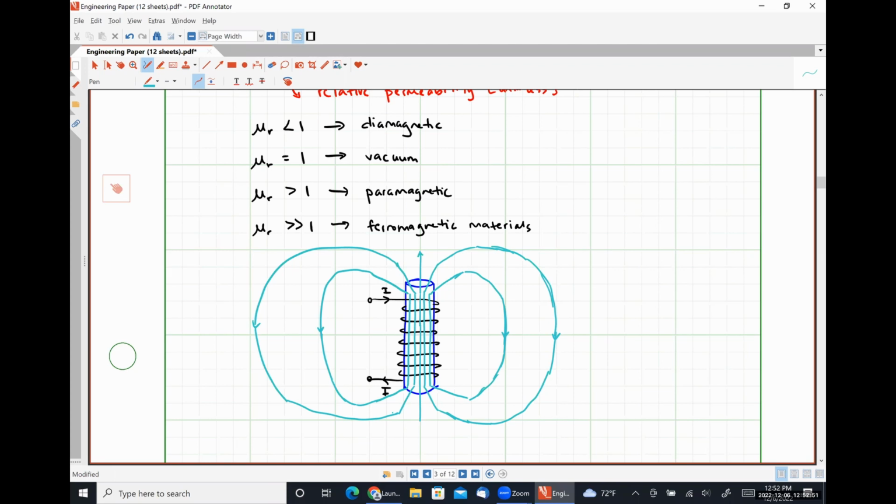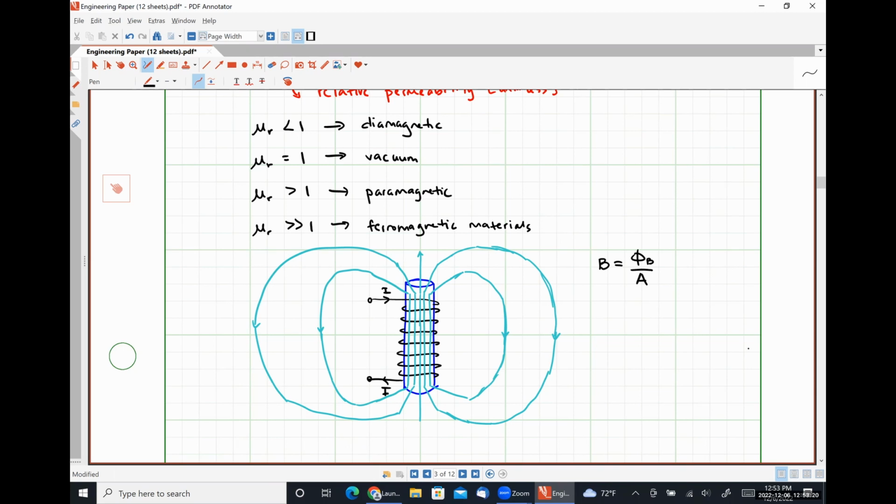So mathematically, our B field, the magnetic flux density, can be defined as the magnetic flux, which is phi B, divided by A, which is the area of the surface that the flux passes through, okay?